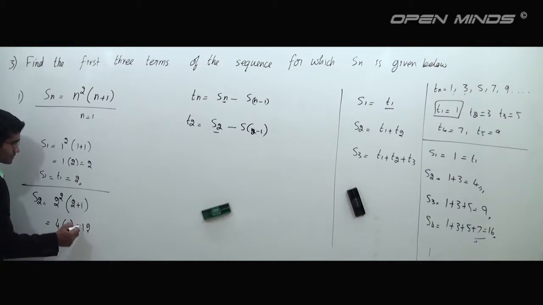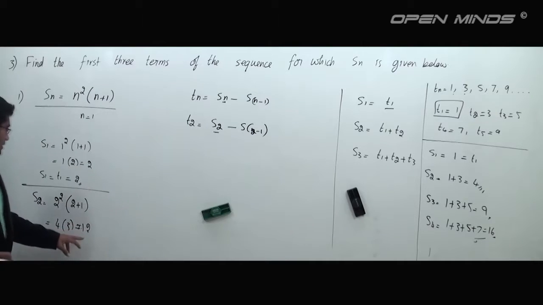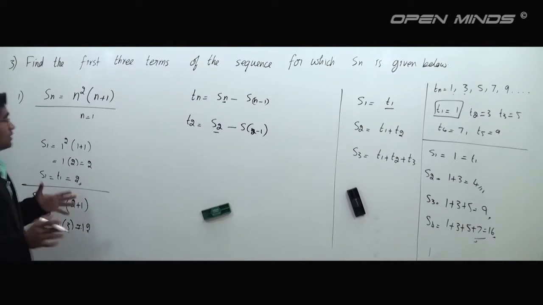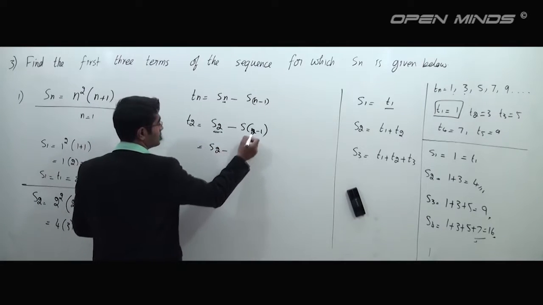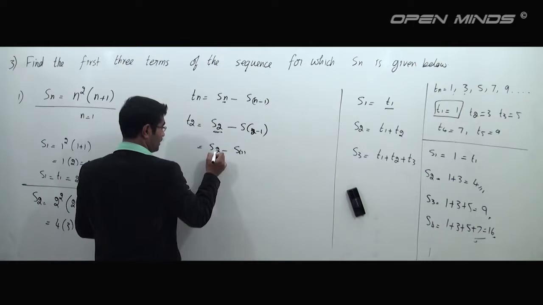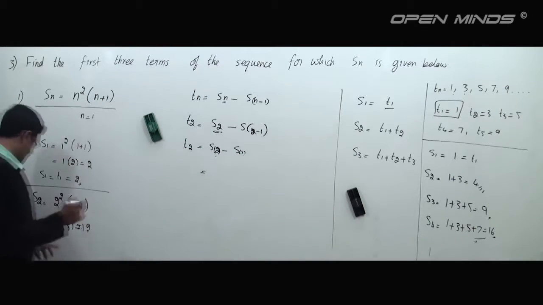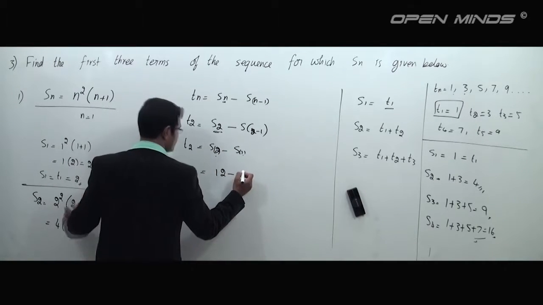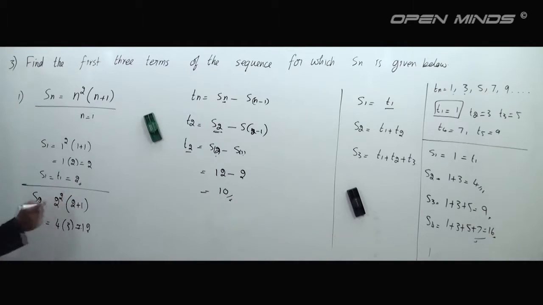So what exactly is this 12? It is the sum of the first two terms, T1 plus T2. But I don't know what T2 is. But still I know what T1 is, because S1 and T1 are the same according to that example. So to find T2, I need to know S2 and S(2 minus 1), which is S1. If I know S2 and S1, I can find T2, the second term. S2 is 12, minus S1, which is 2. So that goes like 10. So the second term of the sequence is basically 10.